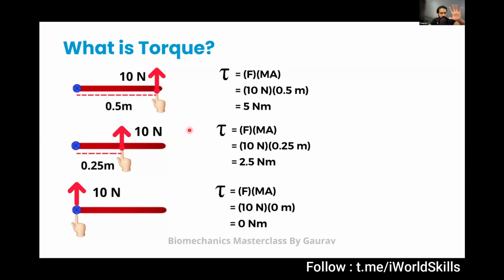Now, look at this second example very carefully. In this example, I've changed something. What have I changed? I've changed the point of application of force. Now, I am not applying force at this point. I am applying force right in the middle of this object over here. However, the direction of force is still the same. It's straight up. And the magnitude is also the same, 10 Newton.